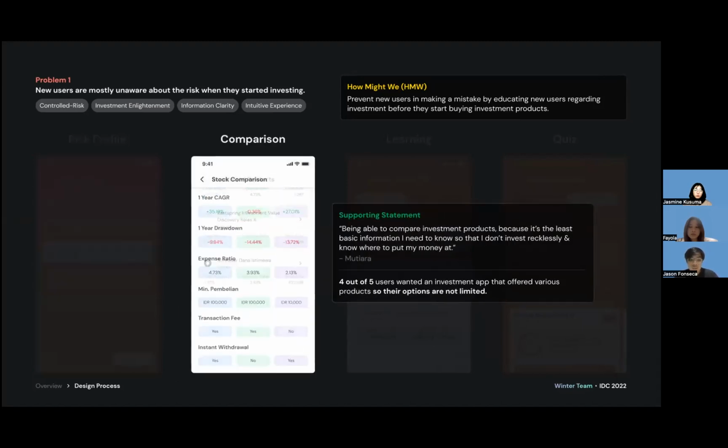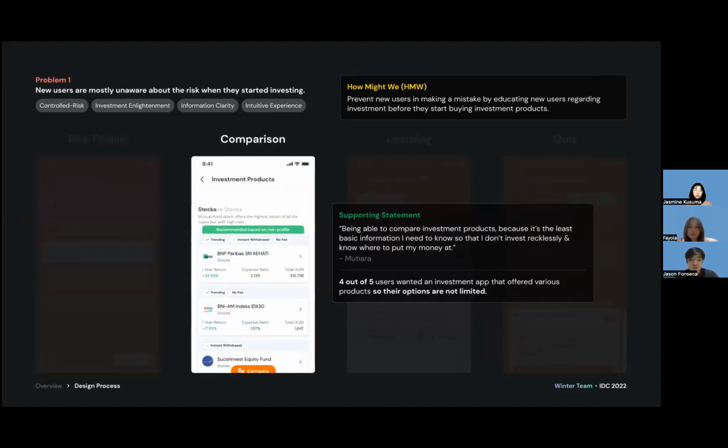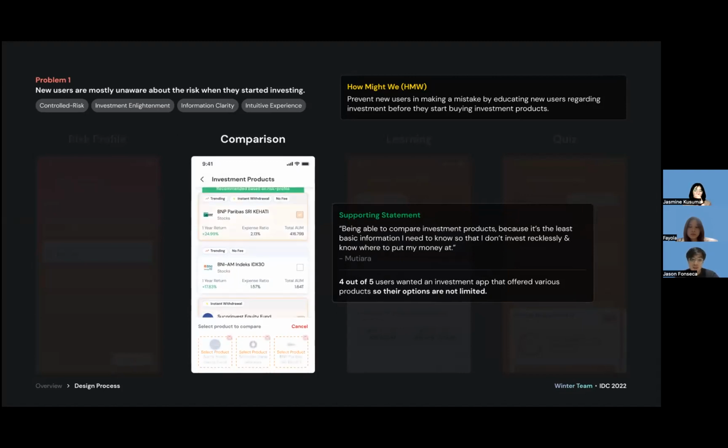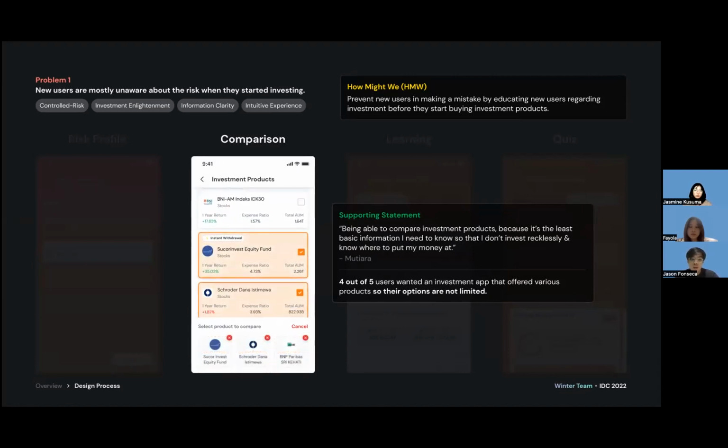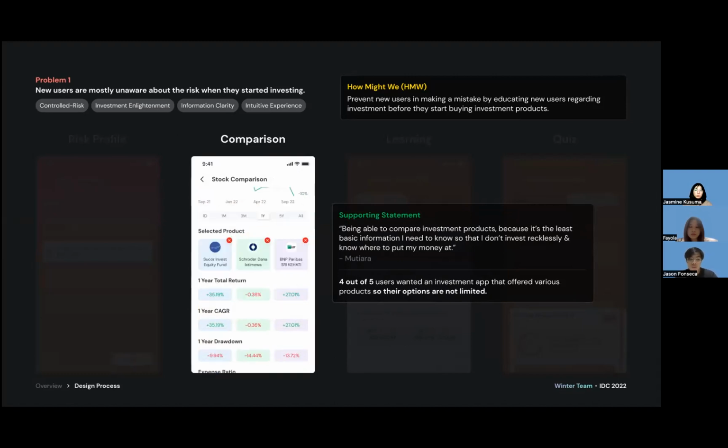Tackling the same problem, we offer product comparison feature for users to learn and help their decision-making process, as well as recommended nudges will appear if a product meets users' risk profile.